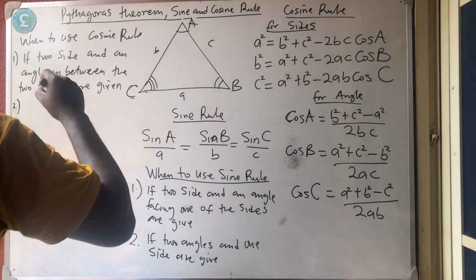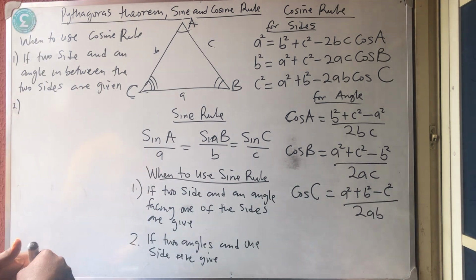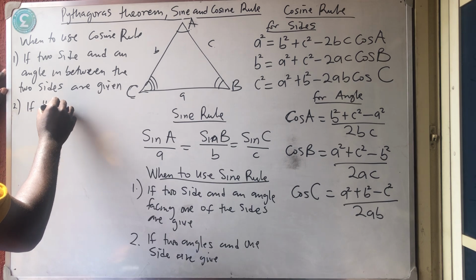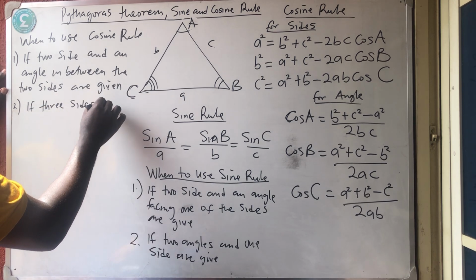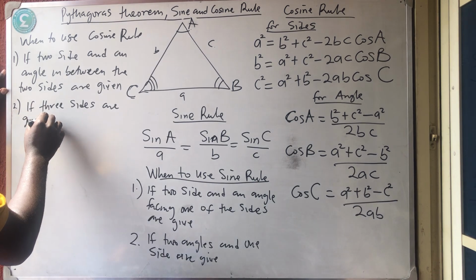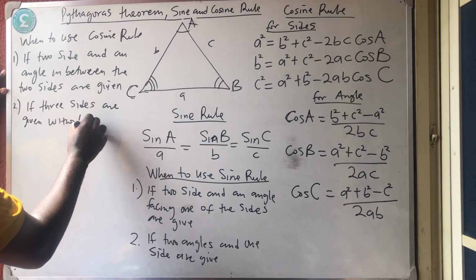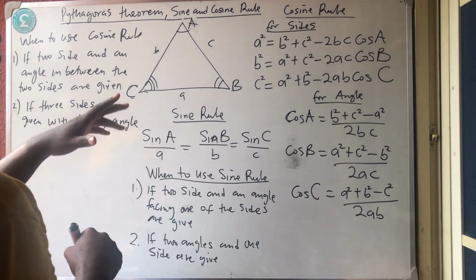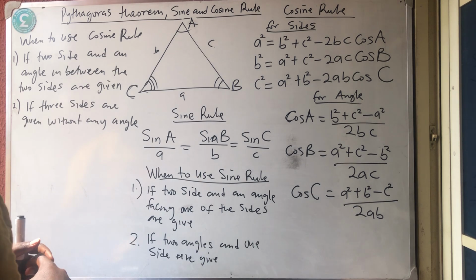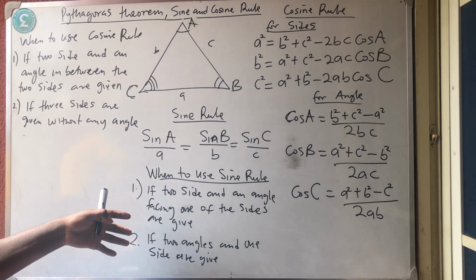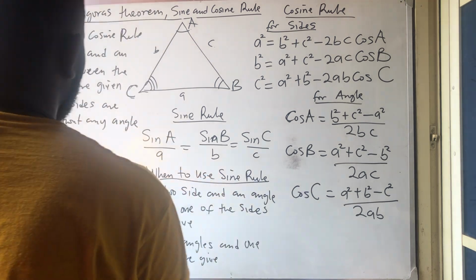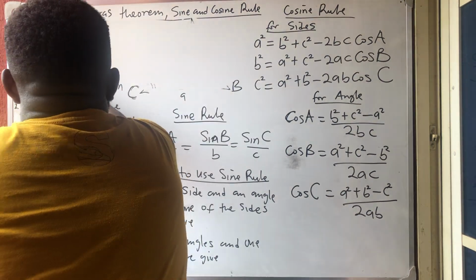Number 2 is if 3 sides are given without any angle. So if 3 sides are given without any angle, then you can use a cosine rule. So please note these 2 things: when to use sine rule and when to use cosine rule. So now let us take some questions for you to understand what we are doing.